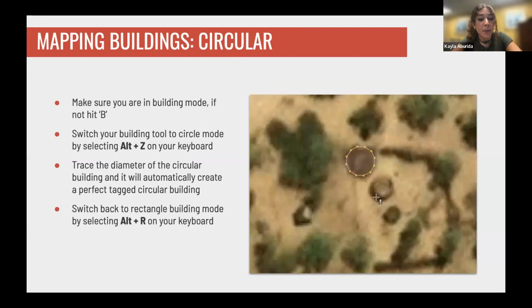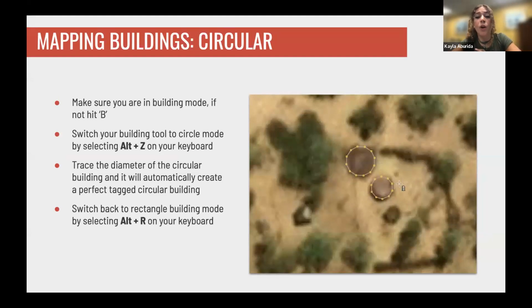Next is circular buildings. This is while you're still in building mode. Again, you'll hit B on your keyboard, and then you can switch into the circle mode of the building tool by hitting Alt-Z. If anyone is using a Mac, you'd press Option-Z. Then, like this video is showing, you trace the diameter of the circular building, and it'll automatically create a perfectly tagged circular building. You can also switch back to the rectangle building mode by selecting Alt-R on your keyboard.